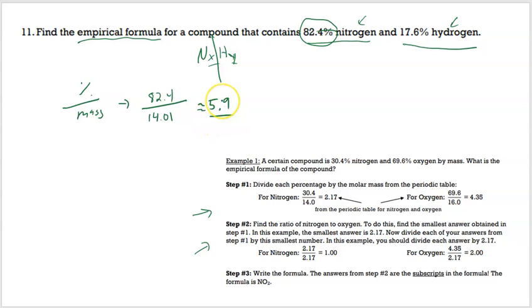Now, that number is not very meaningful to us yet, but we'll talk about what to do with it in just a second. So this is for nitrogen. Now we'll do the same thing with hydrogen. We have 17.6% hydrogen over the mass of hydrogen, which is 1.01, and then we get approximately 17.4.